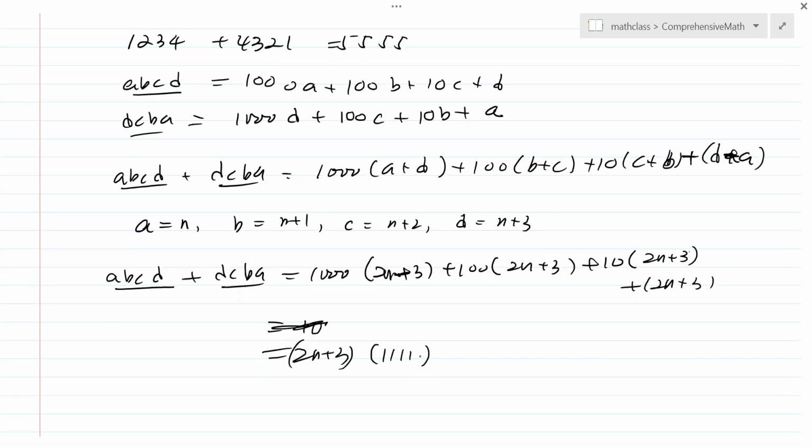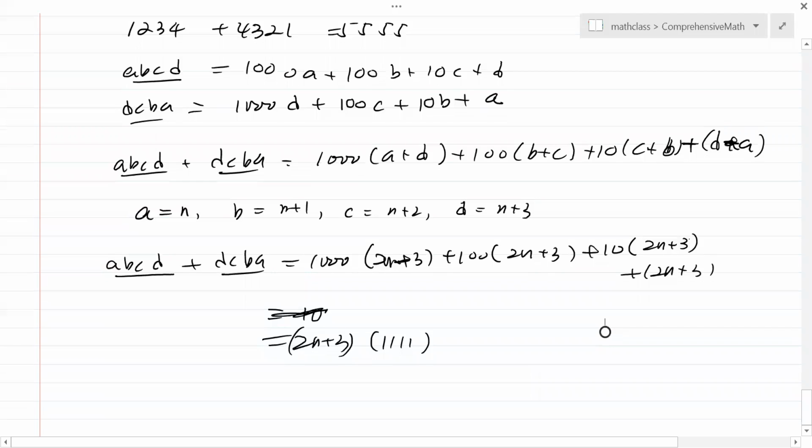Because it's A plus D, A plus D. But in this order, definitely clear, right? A plus D, and then B plus C, C plus B, and D plus A. They should have the same value, no matter how you permute them.